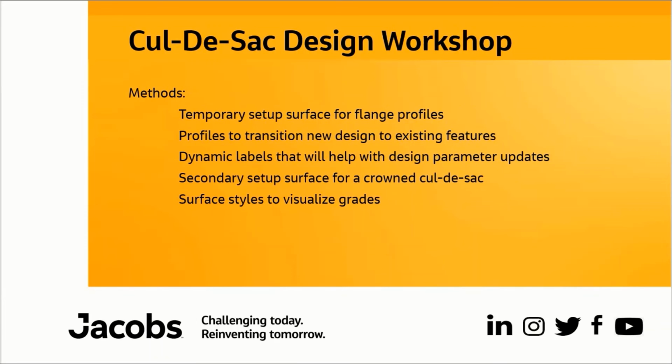Some of the methods that we used in order to achieve these objectives were that we set up temporary setup surfaces for the flange profiles. We also created transitions between our cul-de-sac design and an existing feature, an existing roadway, or a previously designed roadway. We also set up some dynamic labels that helped us obtain some of the design parameters and that we also used as checks. So for example, the spot elevations we placed and some of the grade labels we placed. We also set up secondary setup surfaces for the crown cul-de-sac. And finally, we took a look very briefly at some of the surface styles that we could use in order to make sure everything was draining properly. So for example, the arrow surface style, or just adding more contours.